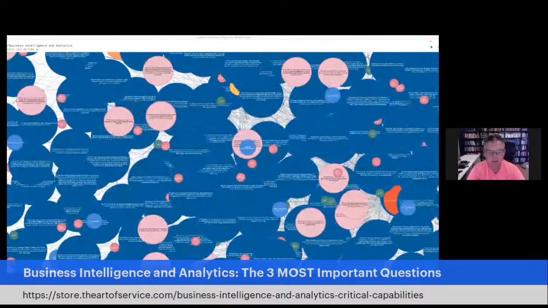Analytics right here. That's what you're looking at on your screen right now. The whole knowledge graph that's being put together while we speak. Business intelligence analytics, and I will shorten it to BIA, which makes it a whole lot easier to pronounce than business intelligence and analytics.